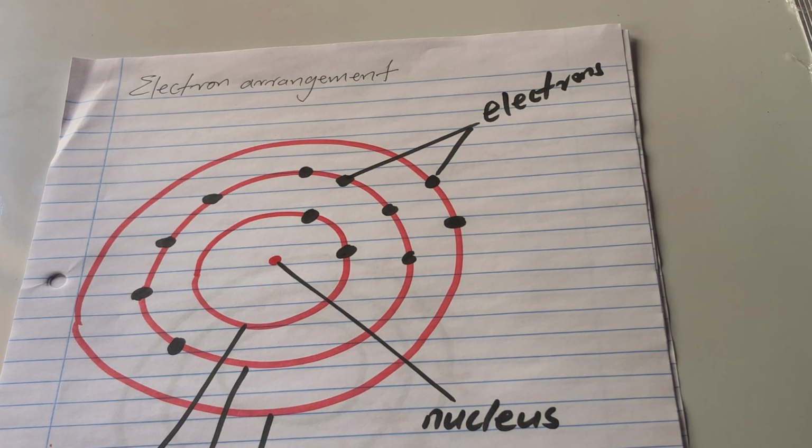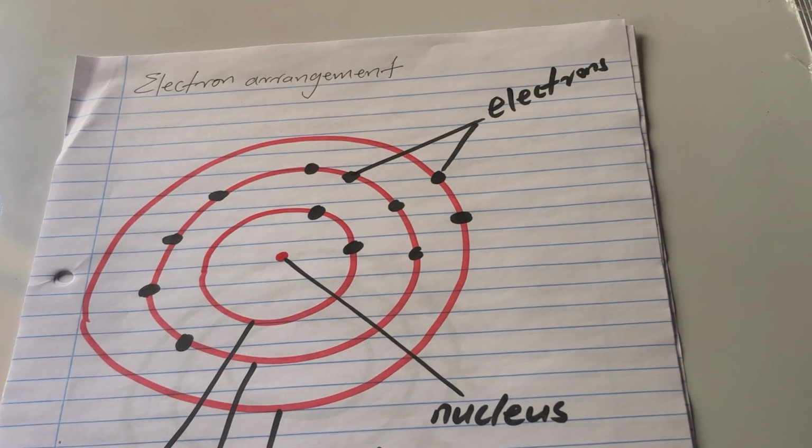We are going to look at electron arrangement. As you can see, I've prepared something for you and it is already on the screen. Here we are looking at an atom and how the electrons are arranged in this atom.